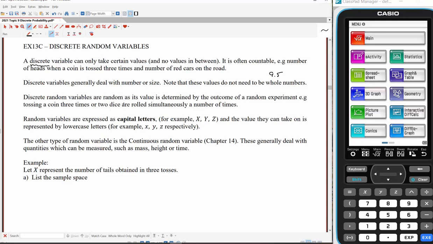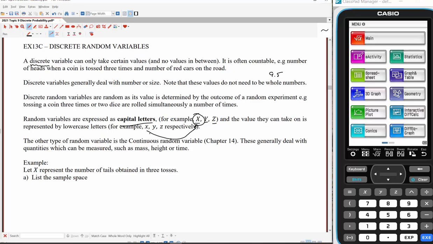Discrete random variables are random as its value is determined by the outcome of a random experiment, e.g. tossing a coin 3 times or 2 dice rolled simultaneously a number of times. Now, some conventions. Random variables are expressed as capital letters, so X, Y, or Z, A, B, C, doesn't really matter. Okay, the convention is we usually start with X, and the value that they can take on is represented by lowercase letters, and we pair them up.